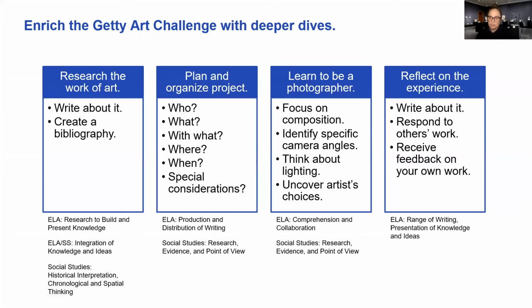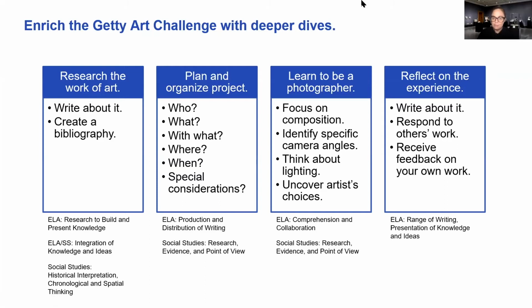And you can teach your students to be a photographer so they can focus on the composition. Where is that camera? How is it positioned? How far away is it from me? And you can really dissect those things out, identify what the lighting is. Where is the light source coming from? So you could really focus on the art part of it. Maybe even think about what the artist's choices were and why the artist chose those choices in the original work.